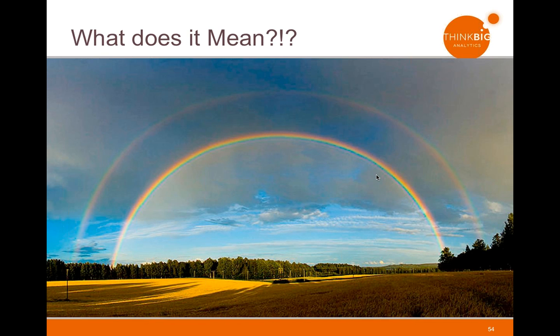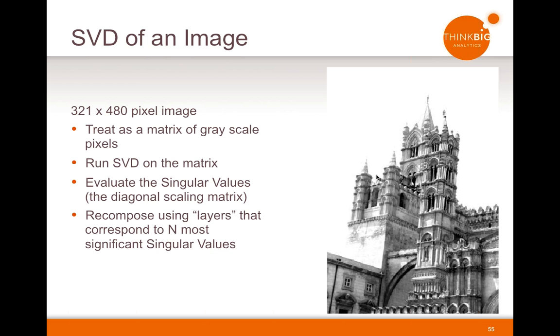Right around now, you may be seeing double and wondering, what does it all mean? I think it might be helpful to look at a graphical representation again. So let's take an example of an image. Instead of looking at movies and people, we're going to say that each of the pixels of this image is a cell in our matrix. So this image is 321 by 480 pixels, and we're going to treat it as a matrix of grayscale pixels.